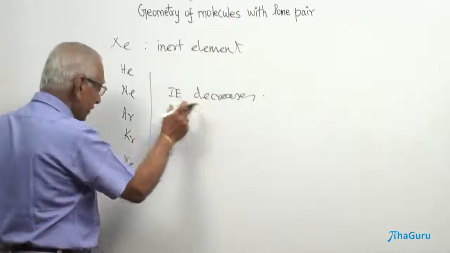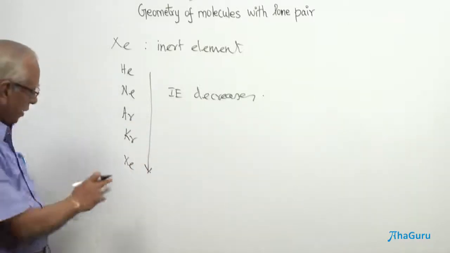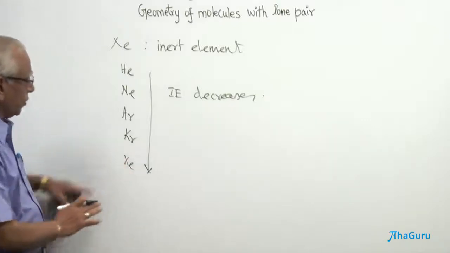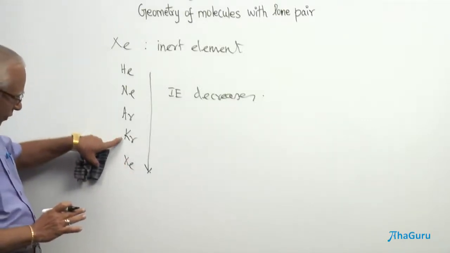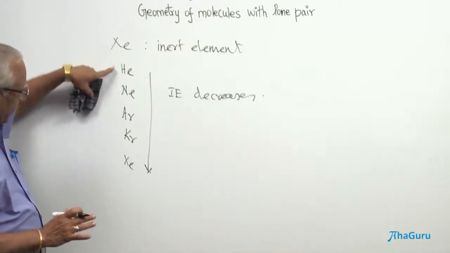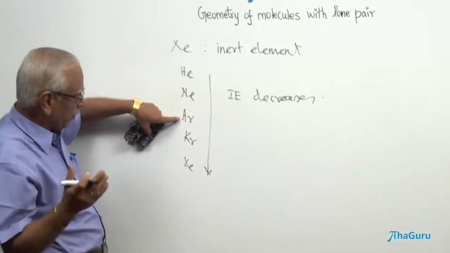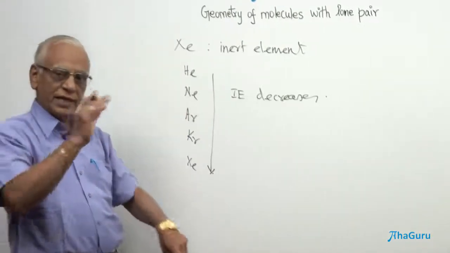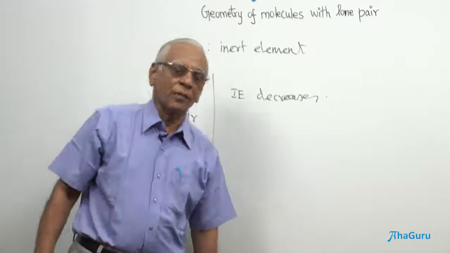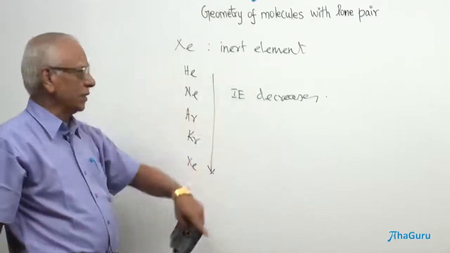And because of that, xenon forms a few compounds. There are a few compounds that are already known. Krypton also forms very few compounds, but we do not have compounds in the case of neon and helium. Argon also could have one or two exceptions, but definitely helium and neon do not form compounds at all because they have very high ionization enthalpy.